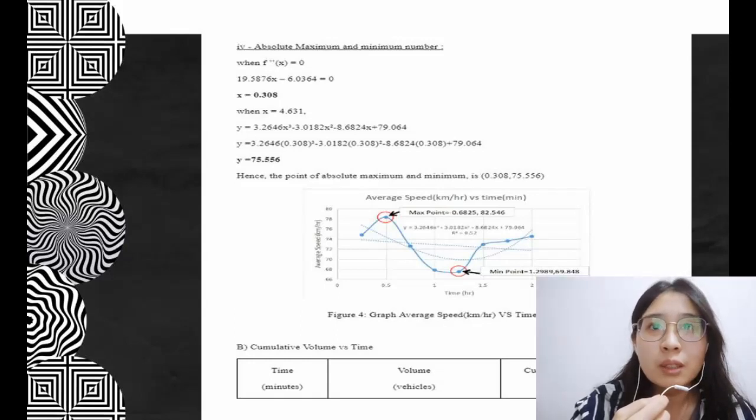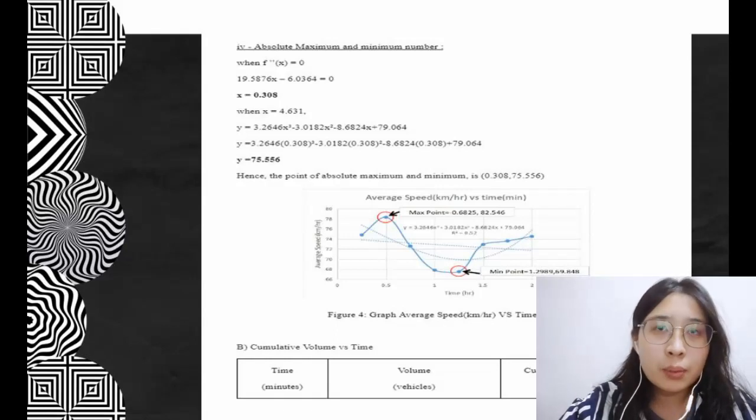However, for the second x value, which is 1.2989, we do the same procedure, inserting it into the second derivative equation, and we get 90.405, which is a positive value, bigger than 0. We also get the y value of this x value, which is 69.848. So we can conclude that the critical point is 1.2989 and 69.848, and it is concave upward. In the graph that I have shown here, the maximum point and the minimum point are from the calculation that I have just done. And this is the end for the average speed vs time.